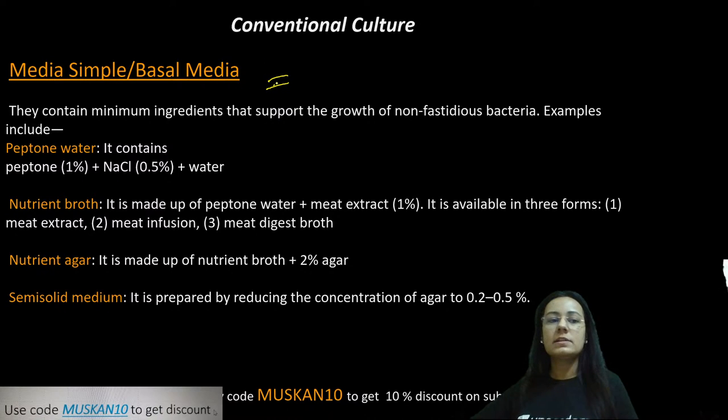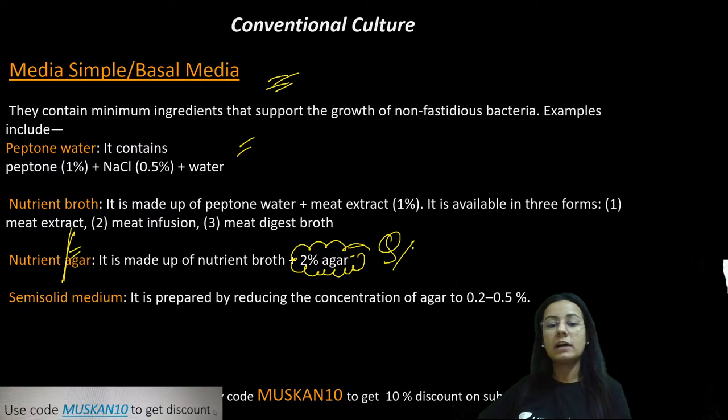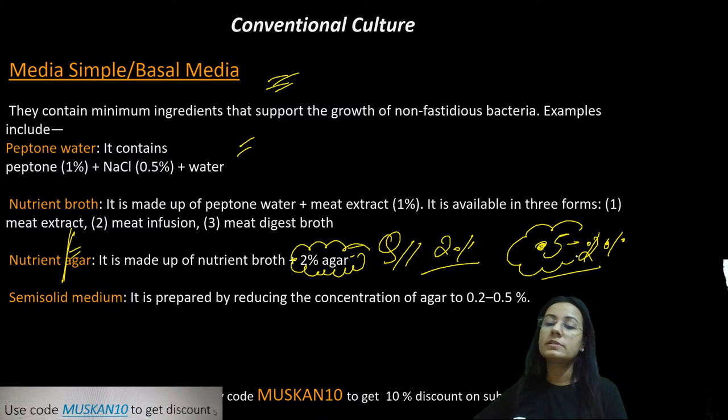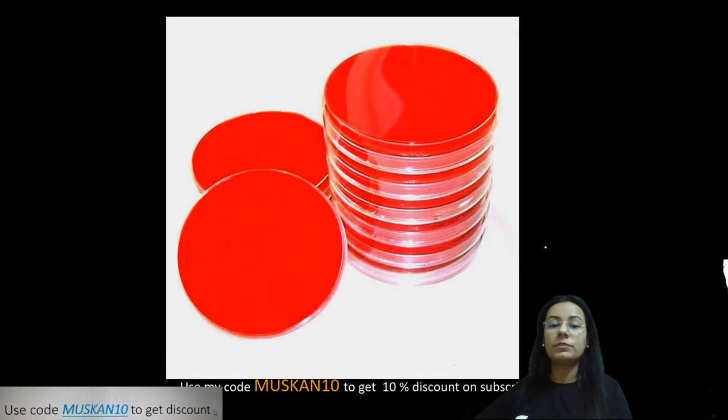Okay, so what are the simple media and basal media that we have seen? Peptone water, and nutrient broth consisting of nutrient meat extract, and nutrient agar, which is nutrient broth plus agar, and we have to remember the concentration of agar, that is 2%. And the semi-solid media concentration is about 0.5 to 1%. The 0.5% is mainly used for semi-solid media to check the motility of the bacteria, right?